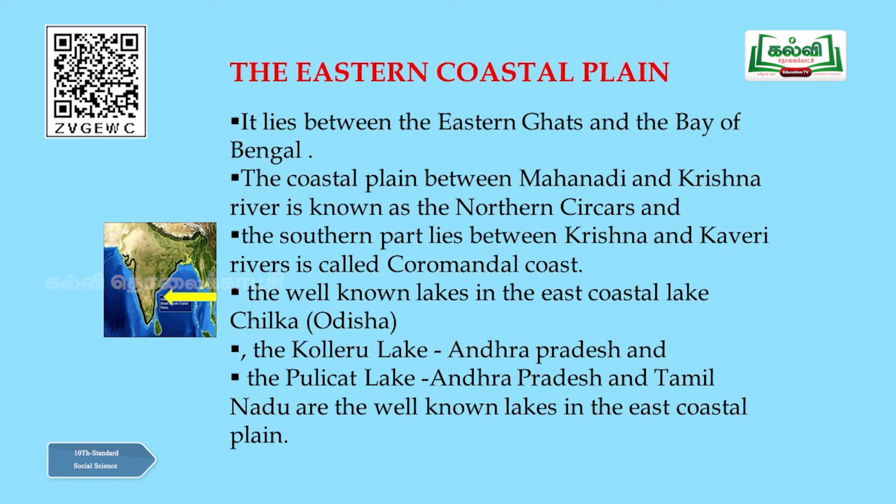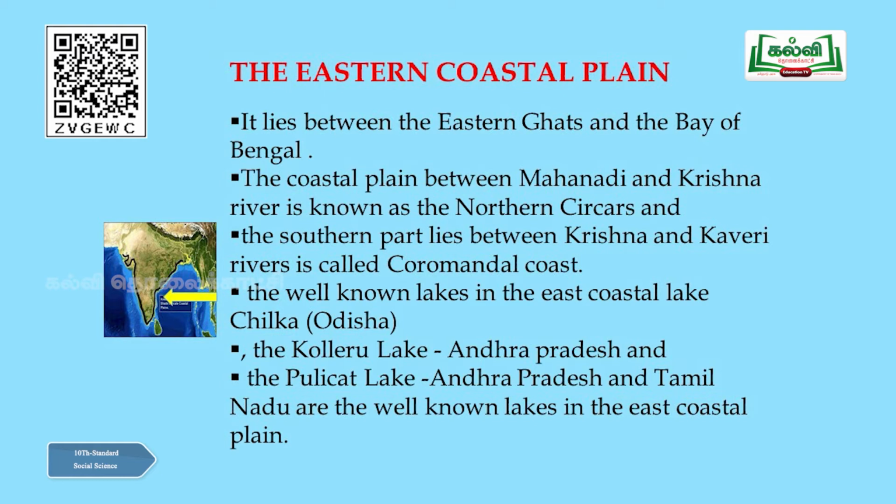Next coastal plain is the Eastern Coastal Plain. This Eastern Coastal Plain lies between the Eastern Ghats and the Bay of Bengal. This coastal plain is also divided into two divisions. The coastal plain which lies between the Mahanadi and Krishna rivers is known as Northern Circars. The southern part, which lies between the Krishna and Kaveri rivers, is called the Coromandel Coast.